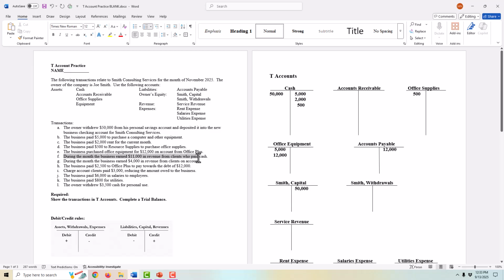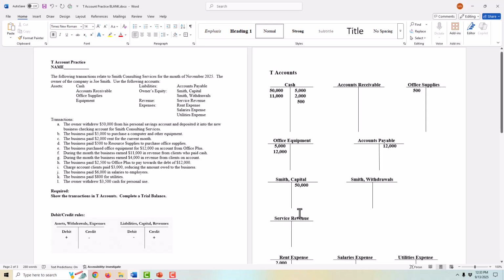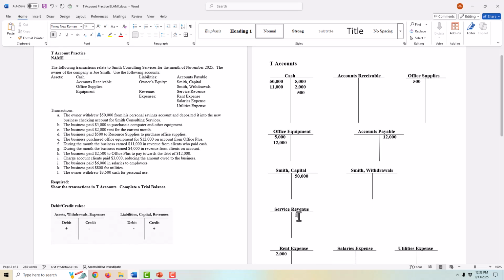And then in the next transaction, they earned $11,000 in revenue from clients who paid cash. That's going to add to revenue because they earned revenue, and it's also going to add to cash because they received cash. When you add to cash, that's an asset, so that would go on the debit side of cash. So I'm just going to put 11,000 here. And then that's also going to add to service revenue, and you add to revenues with a credit.